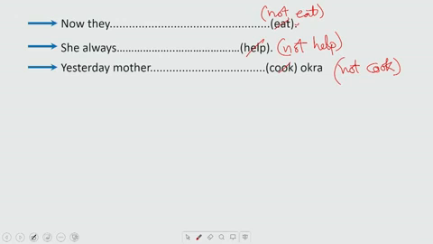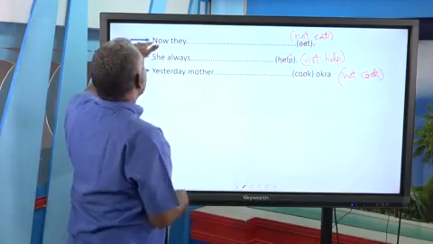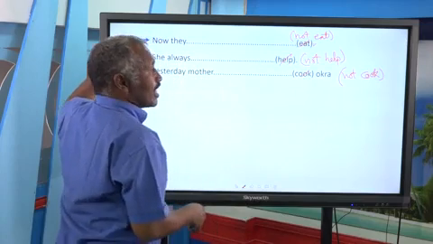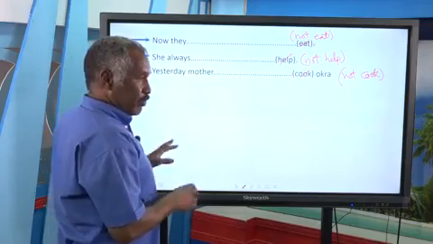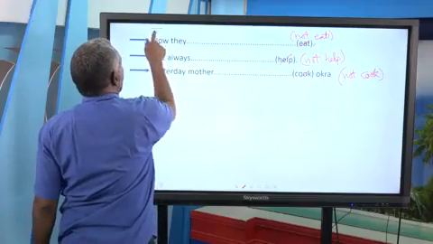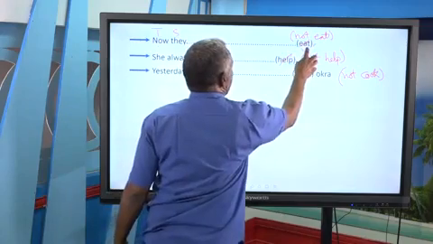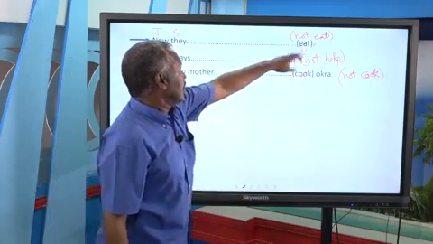Between two brackets we put the verb, and before the verb there is not. What does not mean? It means that this sentence must be written in the negative, جملة منفية. Okay, the same rule as the affirmative sentence. We say here with now, this is the time, and this is the subject, and this is the verb. Okay, this is the verb, not eat.